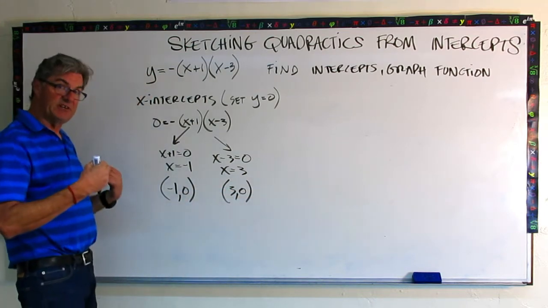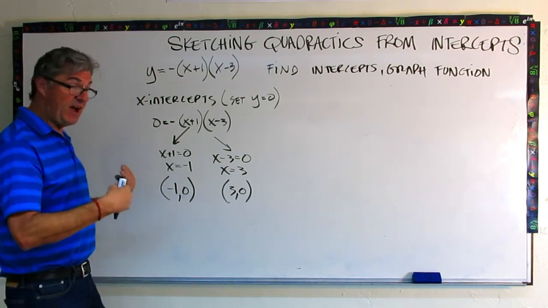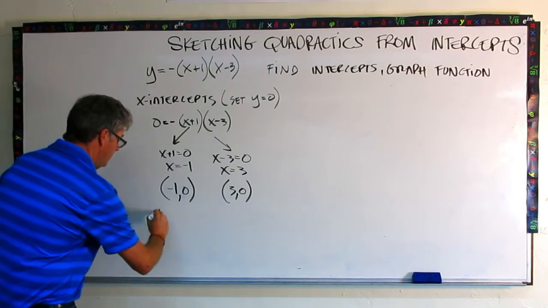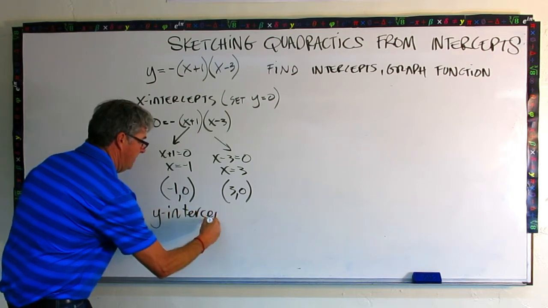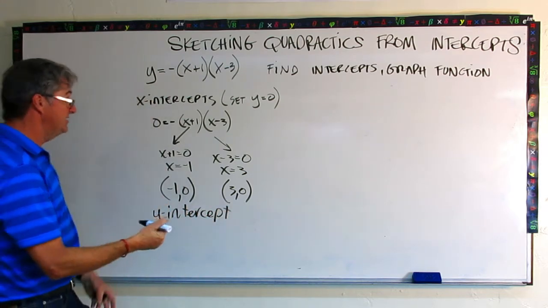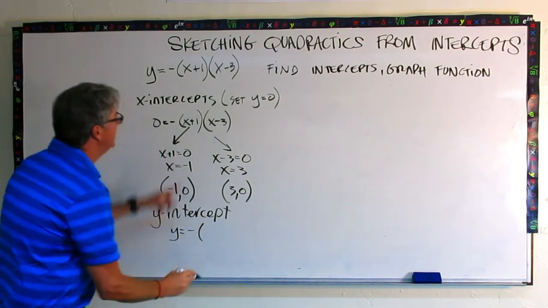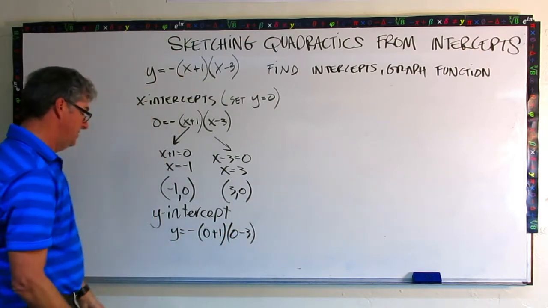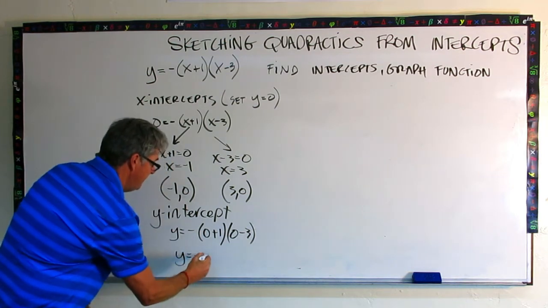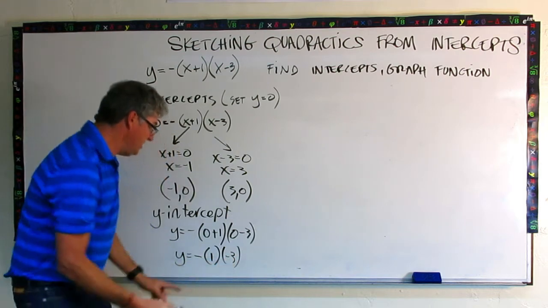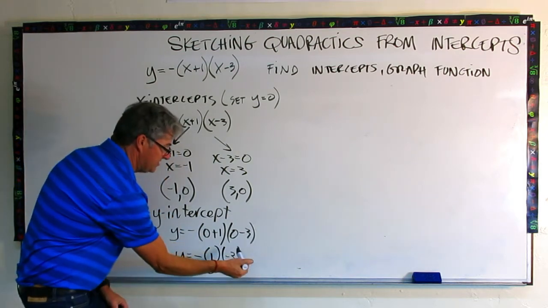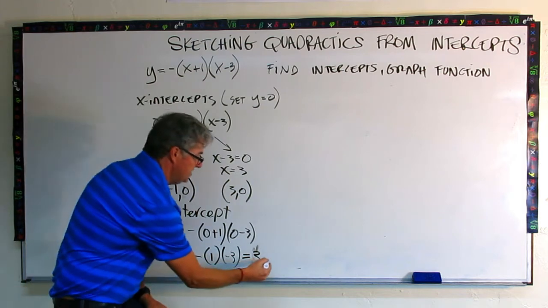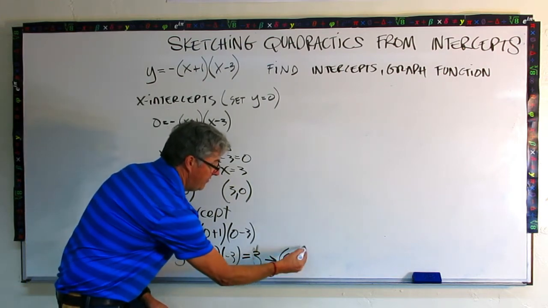Remember, at the x-intercept, when it's crossing that x-axis, the y value is 0, which is why we do it this way. Now to find the y-intercept, remember there's only one of those. You set x equal to 0. So y equals negative (0 plus 1) times (0 minus 3). So this is y equals negative 1 times negative 3. 1 times 3 is 3, and I have 2 negatives, so this is also going to be 3. The solution to this equation is 3, which means my y-intercept is 0, 3.